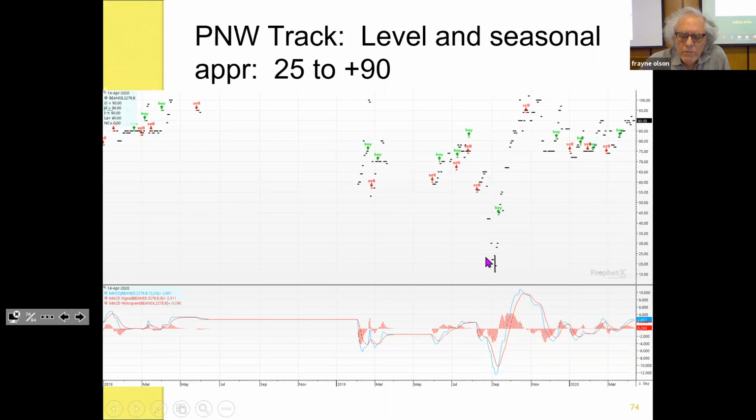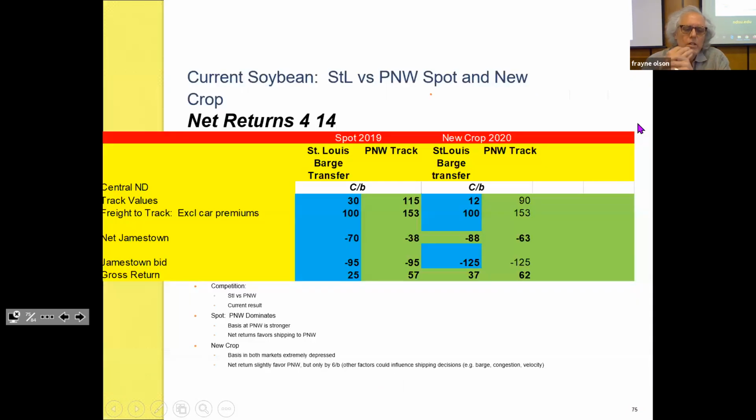But take a look at this seasonal behavior here. In 2019 September, the basis went to a low of 20 over and went to a peak of $1 over. Now we're at about 90 over. So that's a huge appreciation in the basis, about 75 cents. So I just have to emphasize to you the importance of this short-term rapid appreciation of the basis for soybeans in this part of the country. I'm going to come back to these in some calculations I'll show you in a moment.